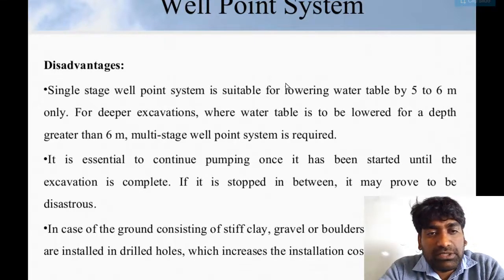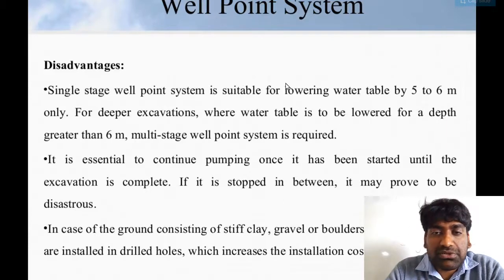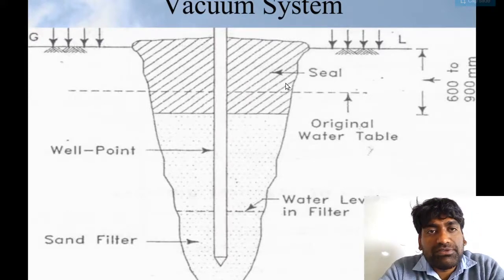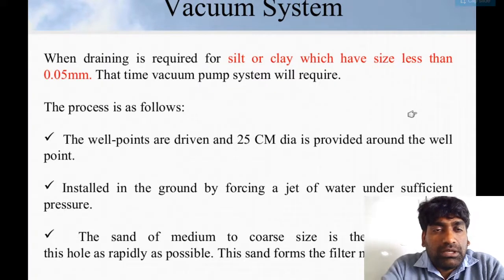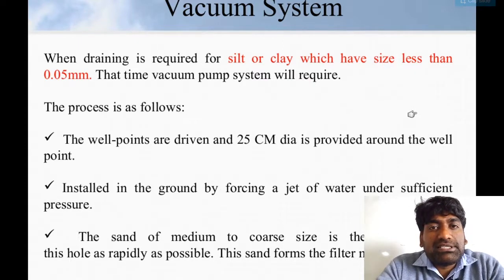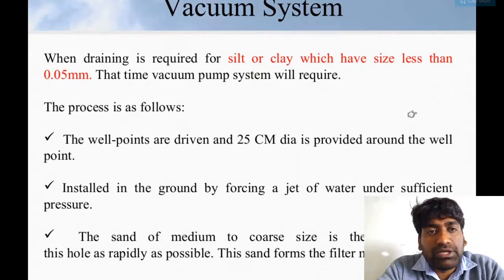In case of the ground consisting of a stiff clay, gravel or boulder, well points are installed in drilled holes, which increases the installation cost. So this is a vacuum system well point over here, with sand filter and water level in a filter. It has an original water table seal and all those things provided. In a vacuum system, when draining is required for silt or clay of size less than 0.05 mm, that time a vacuum system will be required.